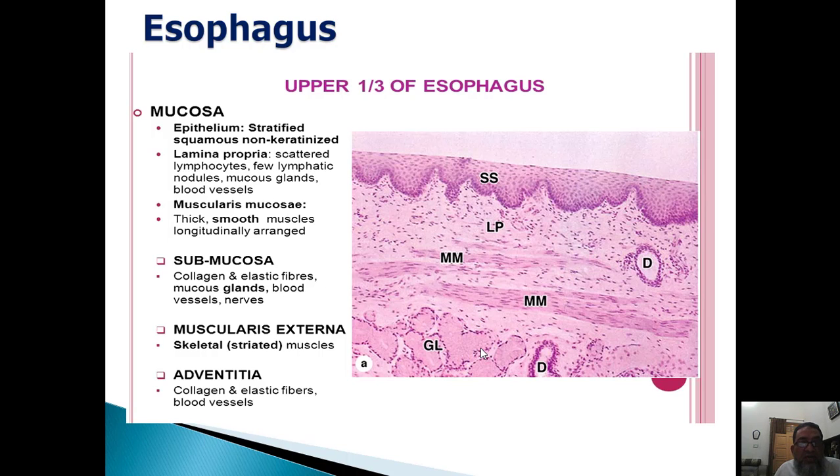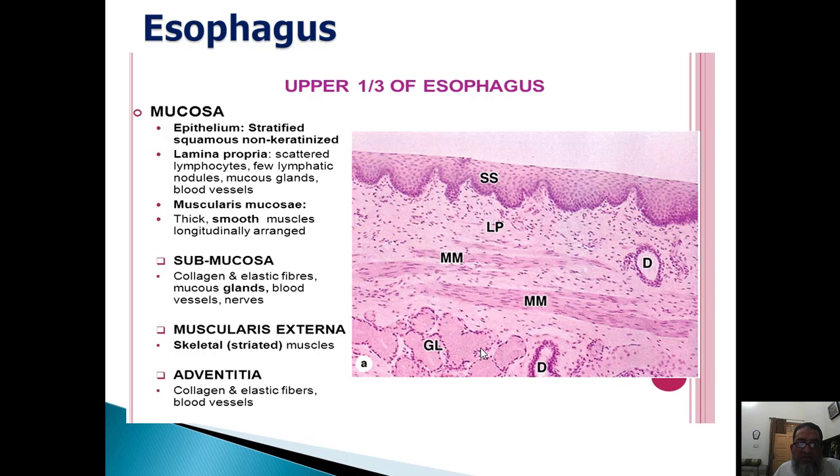So the muscle layer is skeletal muscle. Always remember, the muscle layer, the muscularis externa, is skeletal in type in the upper one third of the esophagus. It is voluntary muscle, controlled by your will, or somatic innervation controls the skeletal muscle.